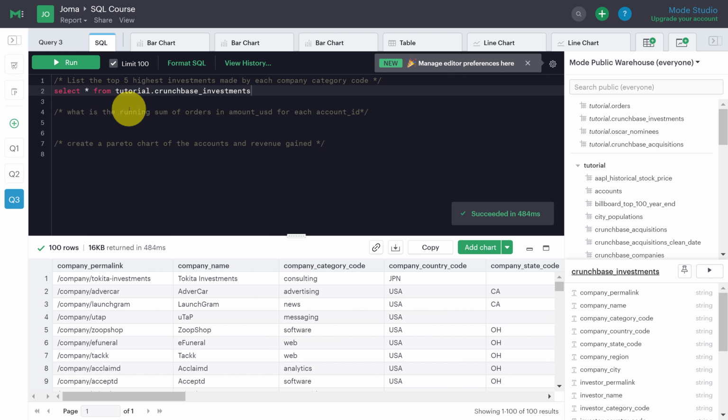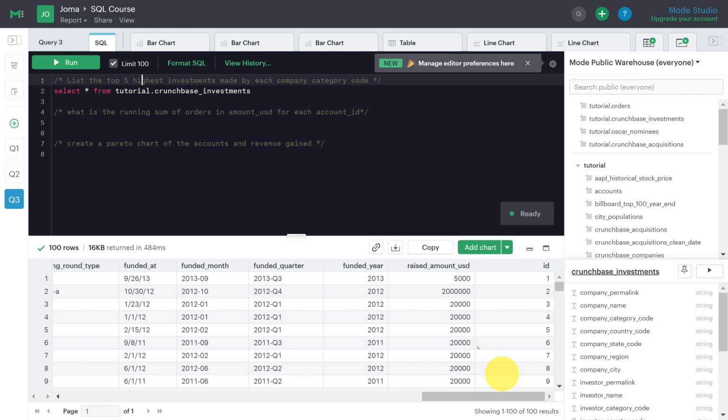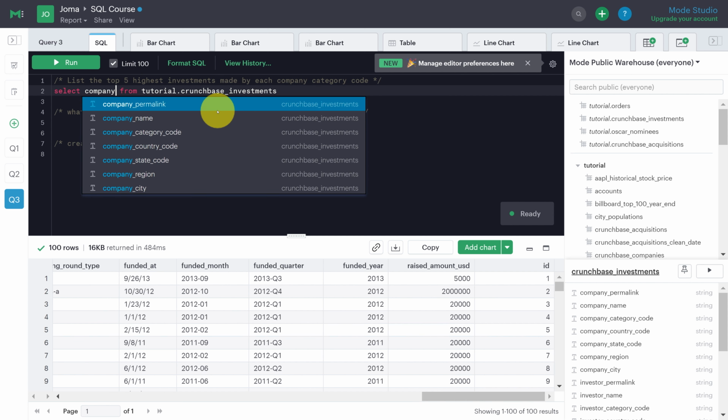So first, how would you do that? Well, the hint is we care about, for each company category code. So that will give you a hint. We probably need to partition by the company category code. And then next is top 5 highest investments, so we probably care about investments. That's what we want to order by. And how do we get the investments? Well, we get raised amount. That's the investment dollar.